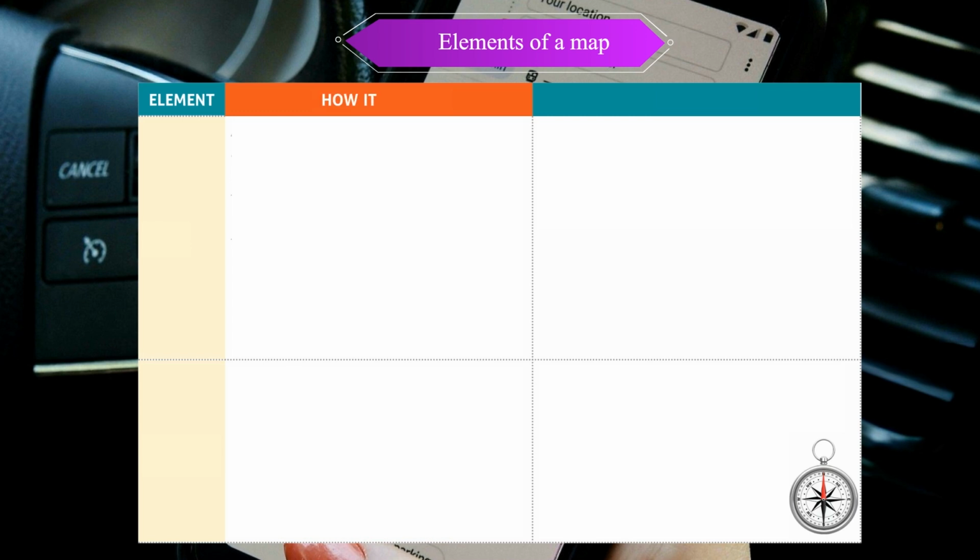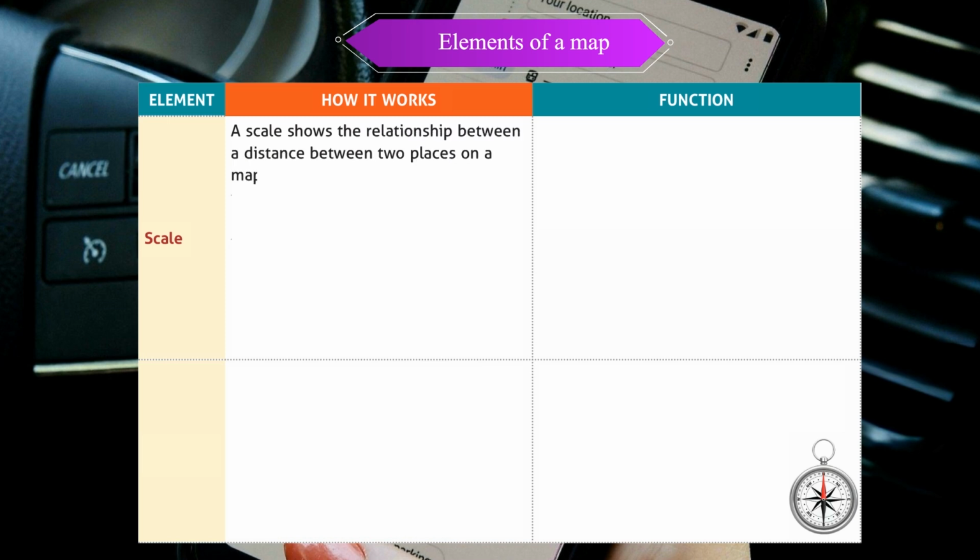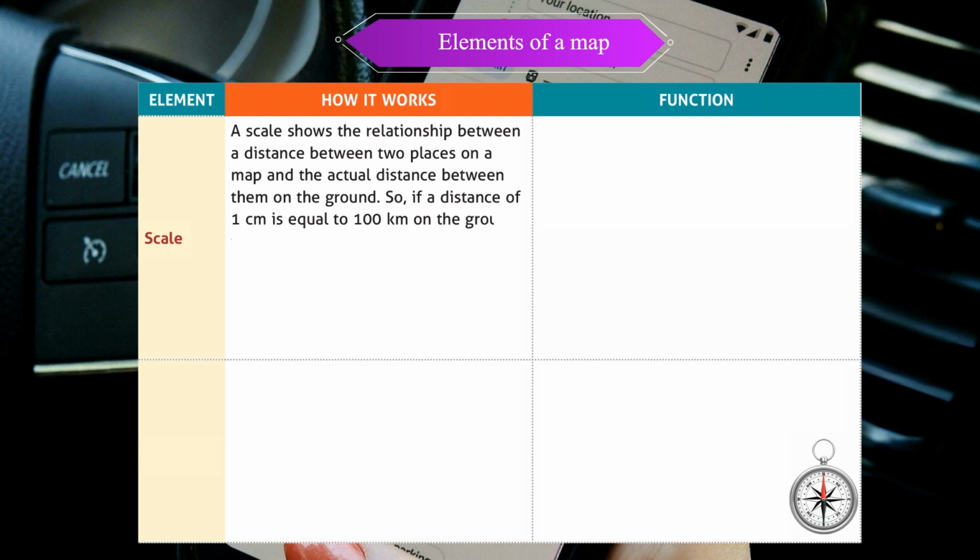Element, how it works. Function, scale. A scale shows the relationship between a distance between two places on a map and the actual distance between them on the ground. So, if a distance of 1 centimeter is equal to 100 kilometers on the ground, the scale may appear as one of these.